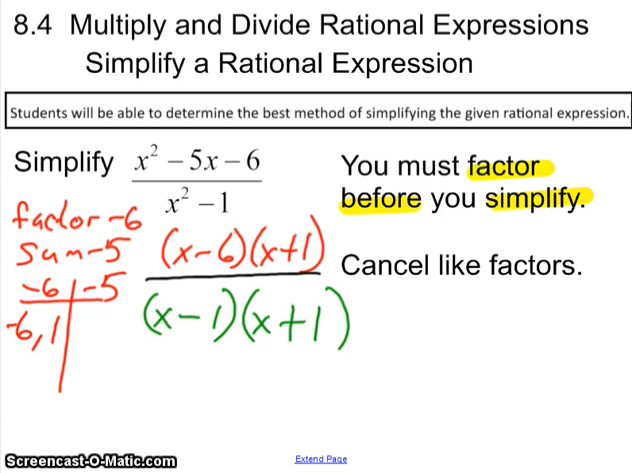And so now we're at the point where we can cancel the like factors. Now, the factor is this whole parentheses, okay? Those are the like factors. I'm going to cancel them out. There's nothing else that can cancel here. The polynomial x minus 6 and the polynomial x minus 1 are whole factors, and no part of them can cancel unless the whole thing is the same. My final answer, x minus 6 over x minus 1, that's simplest form.